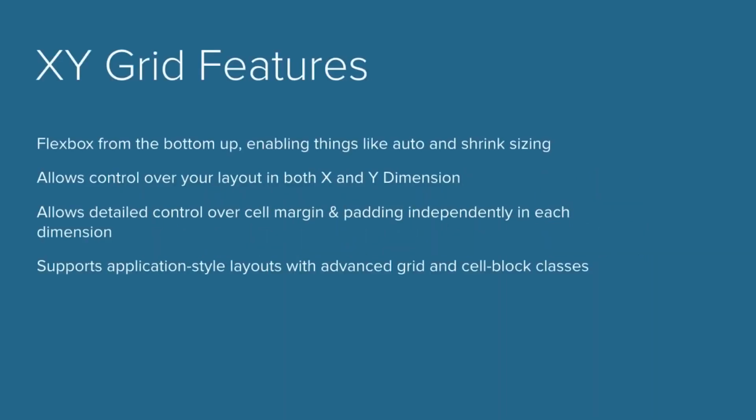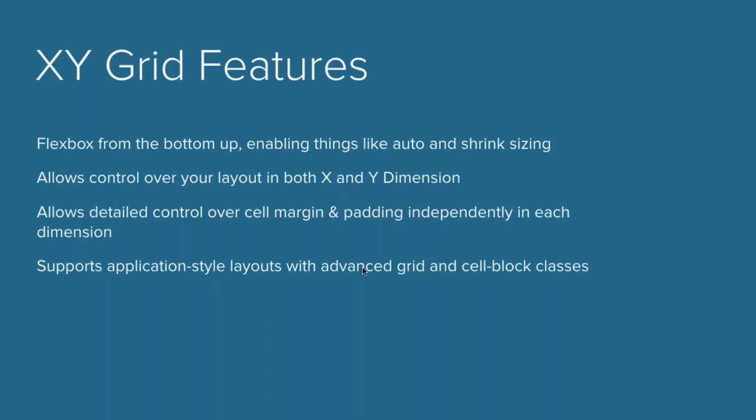So what the XY grid is, it's Flexbox from the bottom up, which lets us enable things like auto and shrink sizing. It allows us control over the layout both in the X horizontal direction, which is the same as our more traditional grids, but then also in the Y direction, so you can control things vertically. It allows detailed control over cell margin and padding independently in each one of those dimensions. And it supports more advanced application style layouts with some classes like cell block, where we pulled in these concepts from the Foundation for Apps experiment, where you could have independent scrolling panels of content and integrated them into the XY grid.